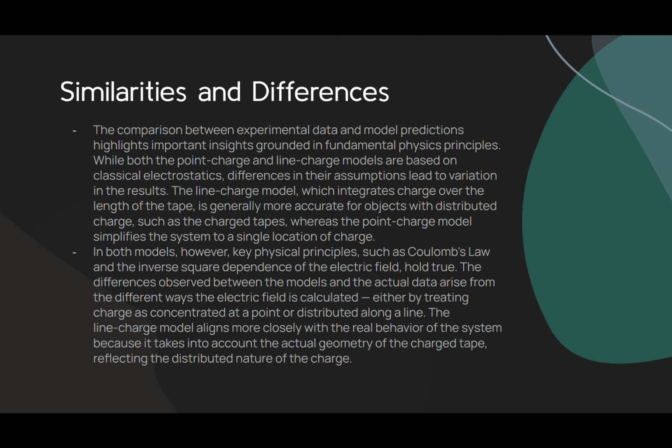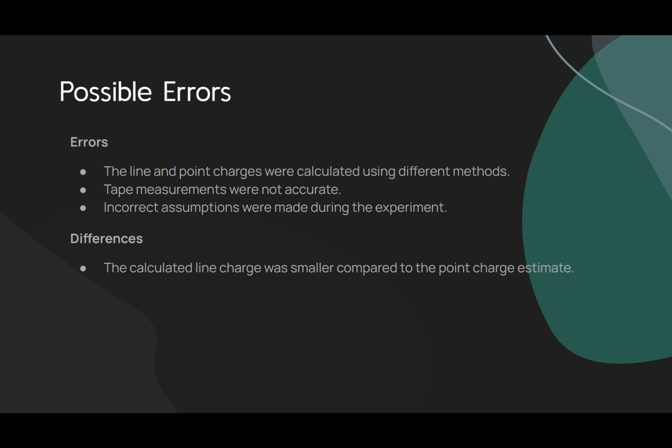Possible errors. There were a few errors in the experiment. First, the line and point charges were calculated using different models. We also encountered inaccuracies in the tape measurements. Additionally, some incorrect assumptions were made during the lab. The line charge was smaller than the point charge estimate, which was expected given the tape's linear shape.